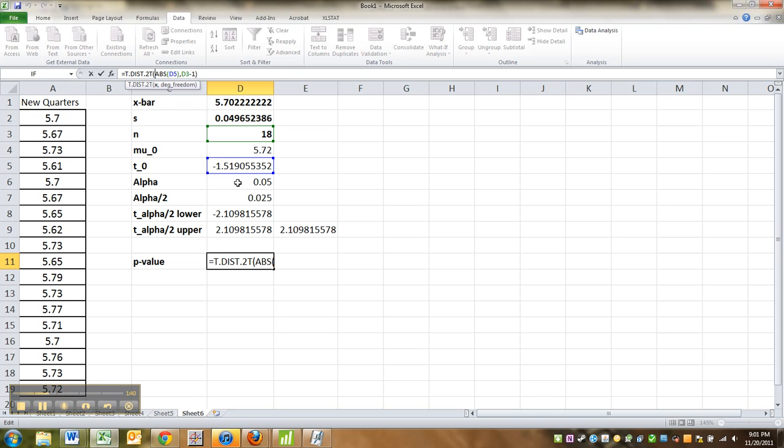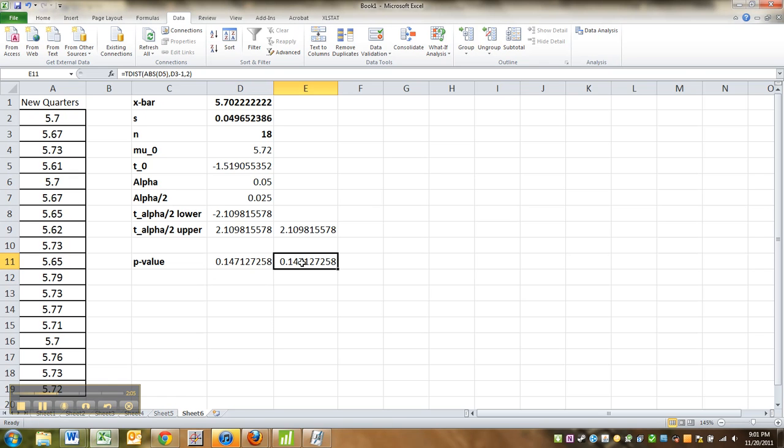You have to tell it this test statistic, but you have to give it the absolute value because it only wants it to be positive. If it's negative, it's not going to like it. So you have to say, take the absolute value of that test statistic, and then your degrees of freedom is 18 minus 1, which is D3 take away 1. And there's your p-value, 0.147.